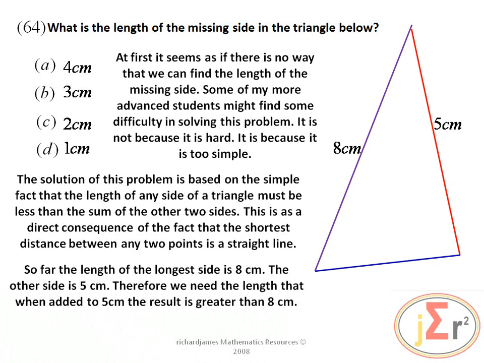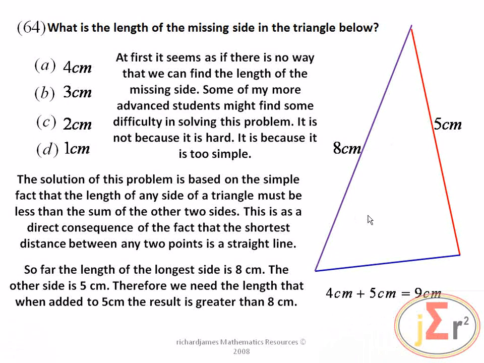So far, the length of the longest side is 8 centimeters. The other side is 5 centimeters. Therefore, we need the length that when added to 5 centimeters, the result is greater than 8 centimeters. So if we are going to go this way, a straight line, then we opt to go in this direction. Then whatever we get here has to be greater than 8. Which one of these numbers that we have here, when added to 5, is greater than 8?